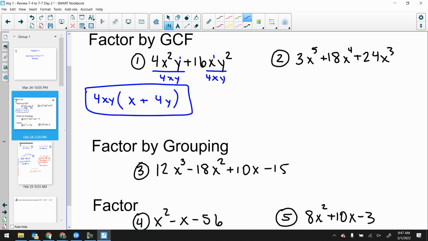Can I just put x plus 4y? Is that right? No, because I need to see the GCF on the outside. Okay. GCF always goes on the outside.